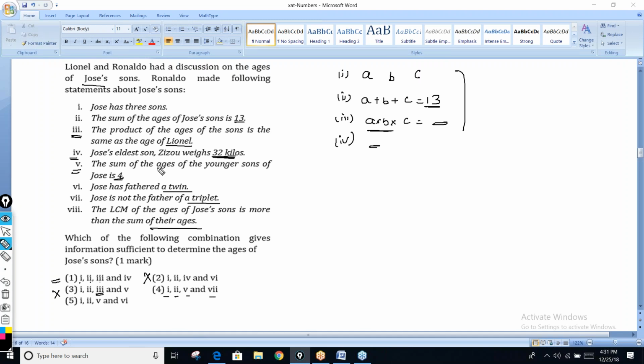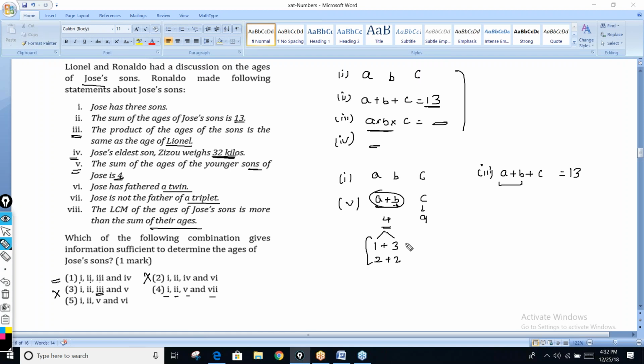The fifth information says the sum of the ages of the younger sons of Joe is 4. The first and second we have already used: three sons, and the sum is 13. Now, if the sum is 13 and the two younger sons' ages add to 4, let's say the sons are A, B, and C, the third has to be 9 because the total is 13. But I am still not able to find their exact ages, because 1 and 3 is a possible combination and 2 and 2 is also a valid combination. So right now I'm not able to get the answer.